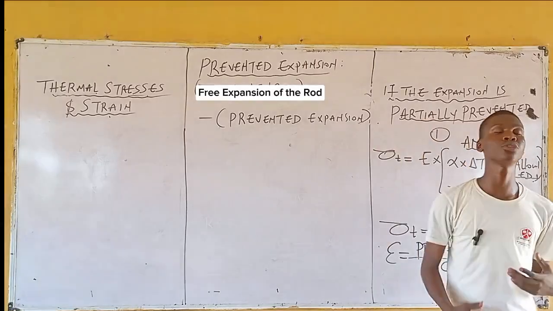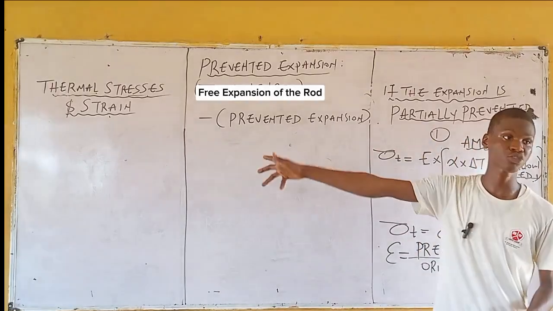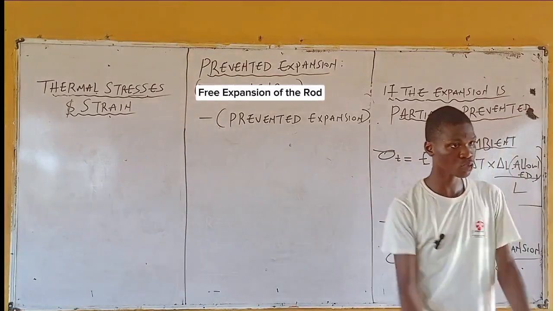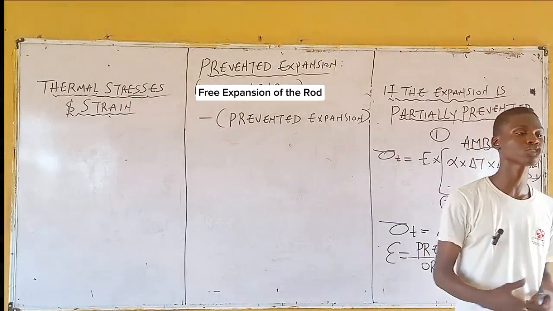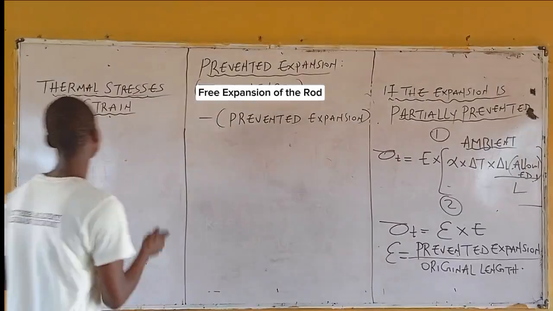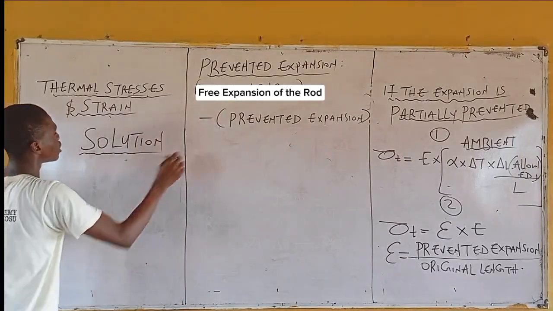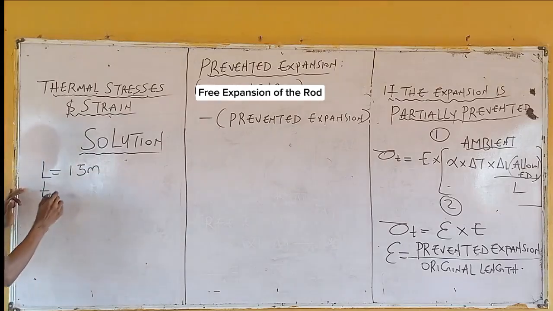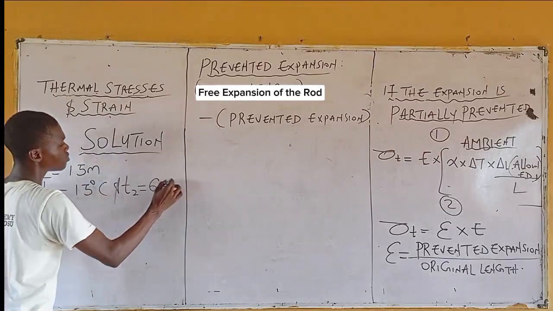Though not necessary, you should be able to do that. It shows that you know what you are doing and that you have a better understanding. Since you understood case 1 and case 2 from what we explained, you can illustrate this question using a diagram. But before the illustration, let's list out the parameters. What are we given? Solution: the length is 15 meters, T1 is 15 degrees Celsius, T2 is 65 degrees Celsius.